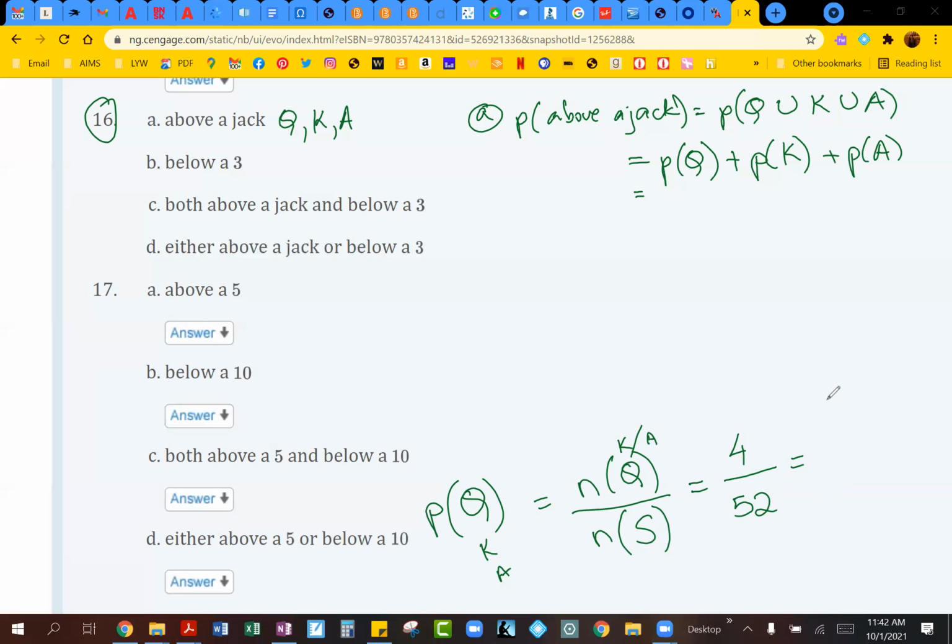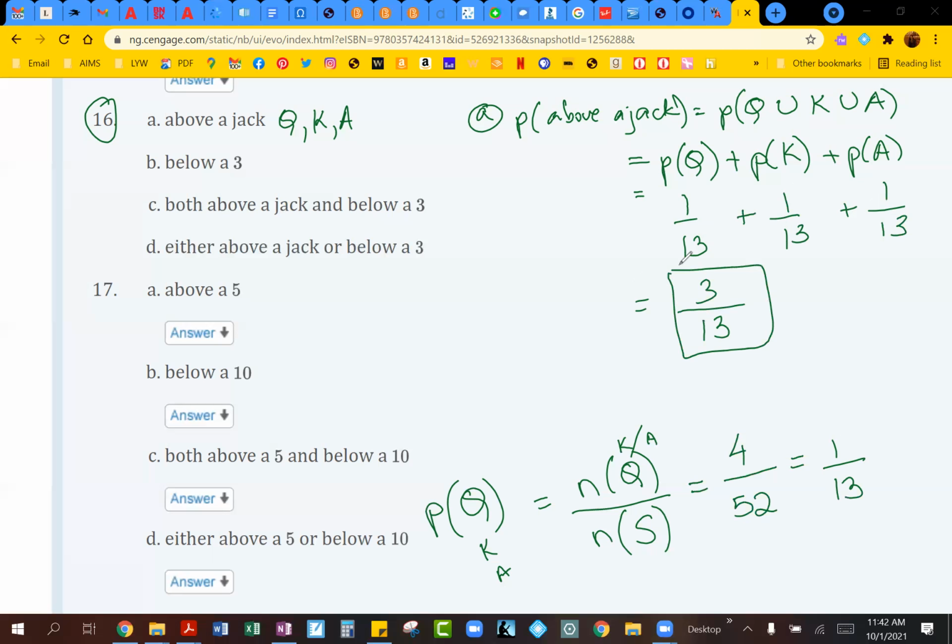And 52 should be 13 when you divide it by 4, but let me verify that. So yeah, 4 goes into itself once, goes into 52 13 times. So each one of these probabilities is going to be either 4 out of 52 or 1 out of 13. And in this case, since our denominators are the same, we can just go ahead and add the numerators. So that adds up to a total of 3.